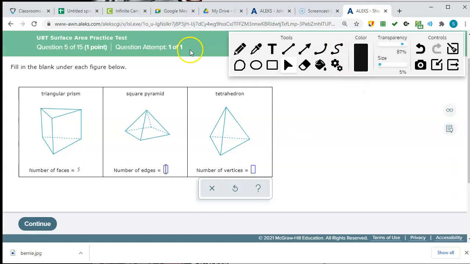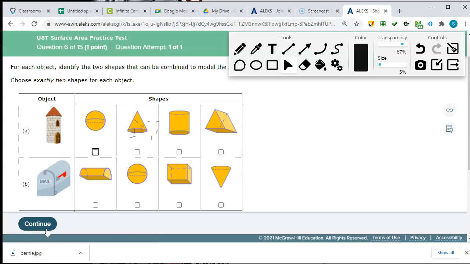Now we've got edges. And the cool thing about this one is I can mark them. 8. So she's got 1, 2, 3, 4, 5, 6, 7, 8. There we go. So using the tool to mark them off to make sure you've counted them all, super handy. Last one. Four. Vertices are the corners. We have 1, 2, 3, 4. Excellent work. We are over a third of the way through the quiz, or through the test.